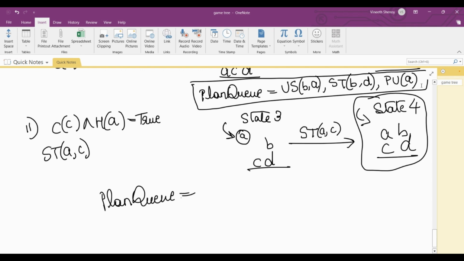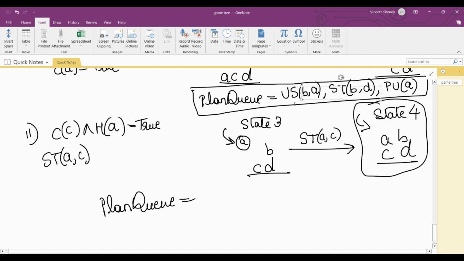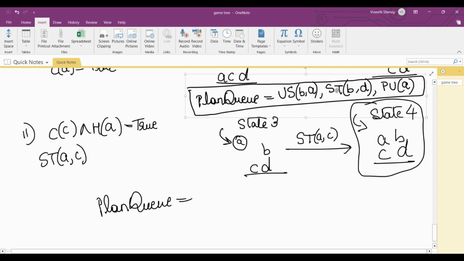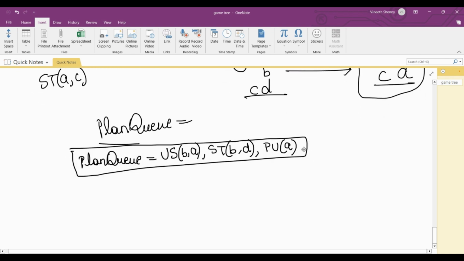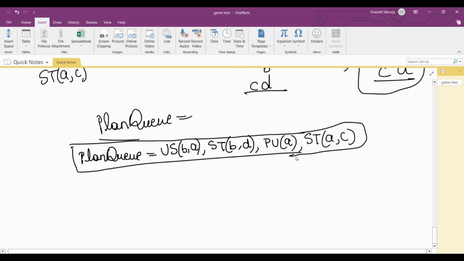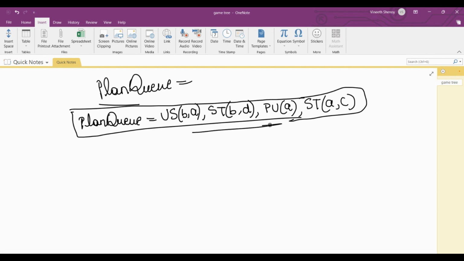So I'll just copy it here. Let's get it done quickly. We'll copy paste this stuff over here. Okay, so here we have. We will just include comma stack of A comma C. This will be a new plan Q. And this is our final plan Q.